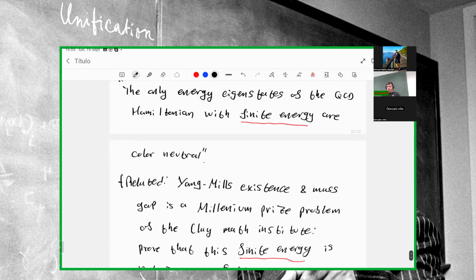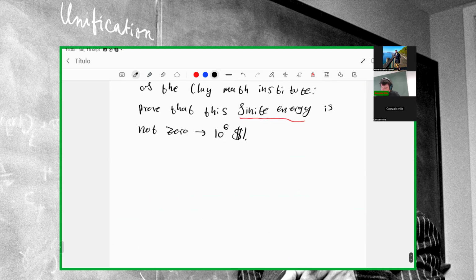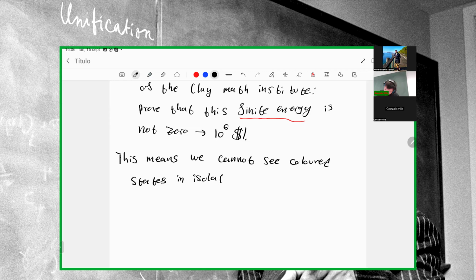Okay, so what does all of this mean? If the hypothesis is true, and this seems to be correct, at least this is what the experiments are telling us, although that's of course not enough for a mathematician to give you $1 million. What this means is that we cannot see colored states in isolation, at least at low energies.